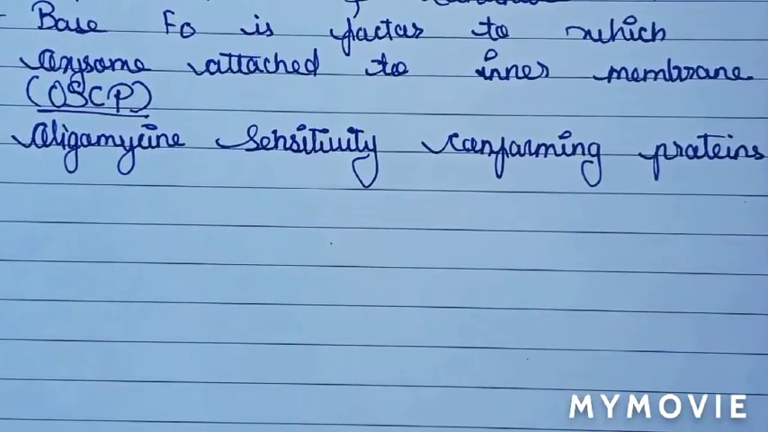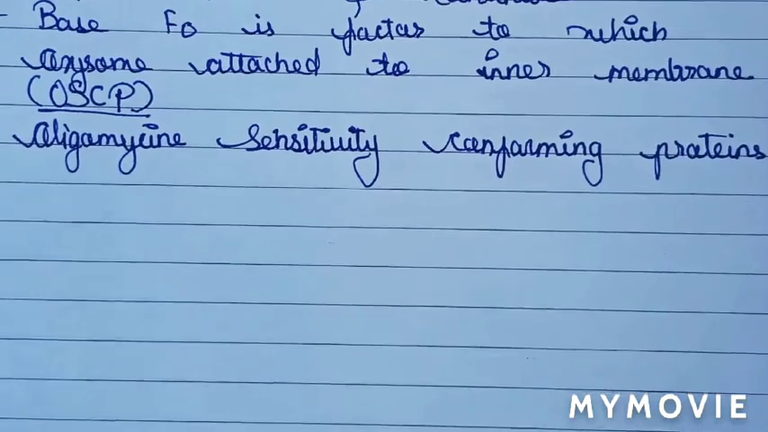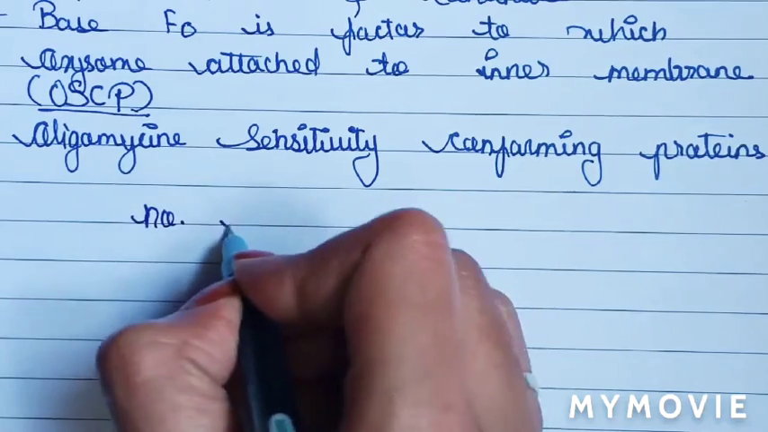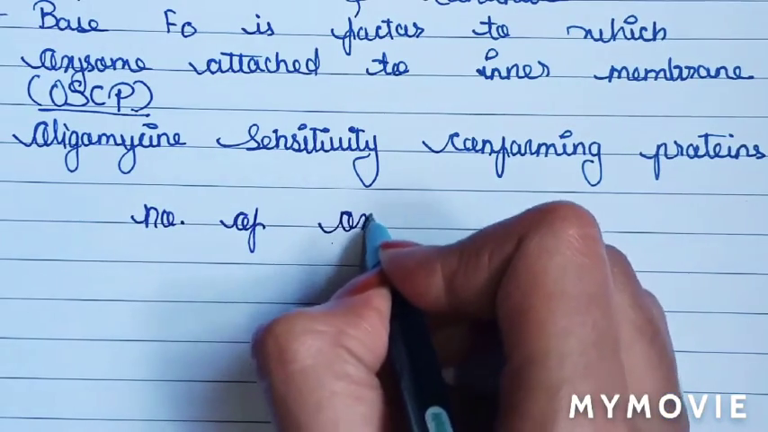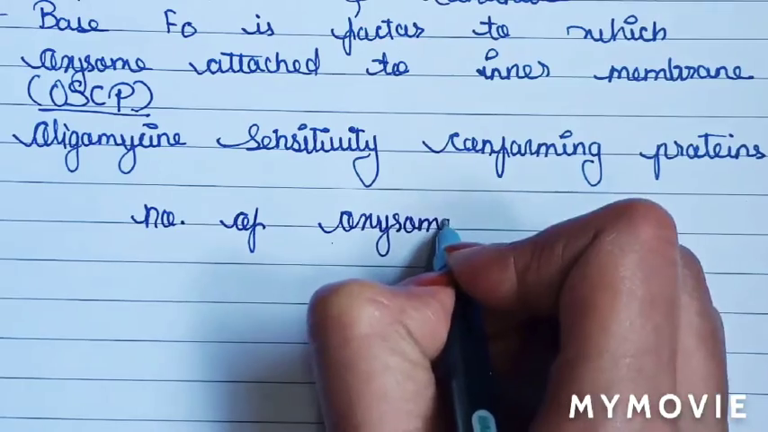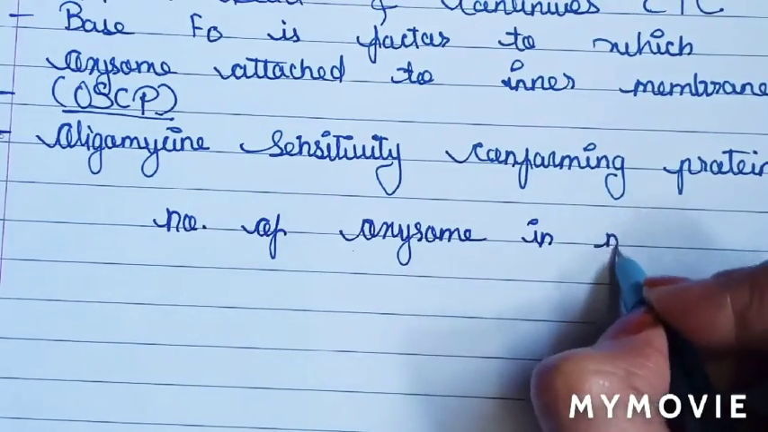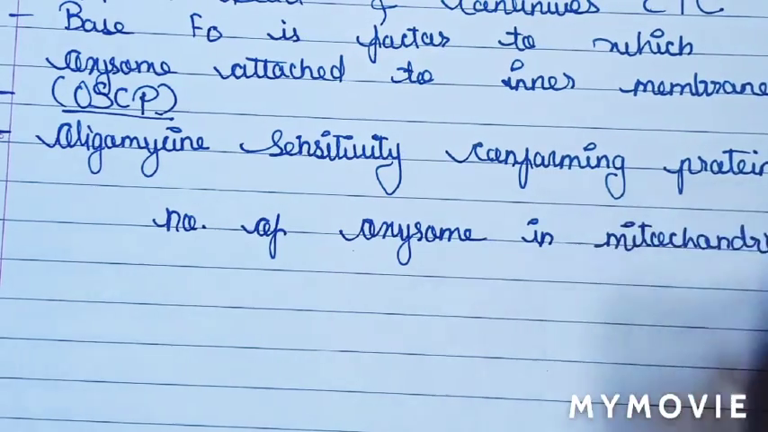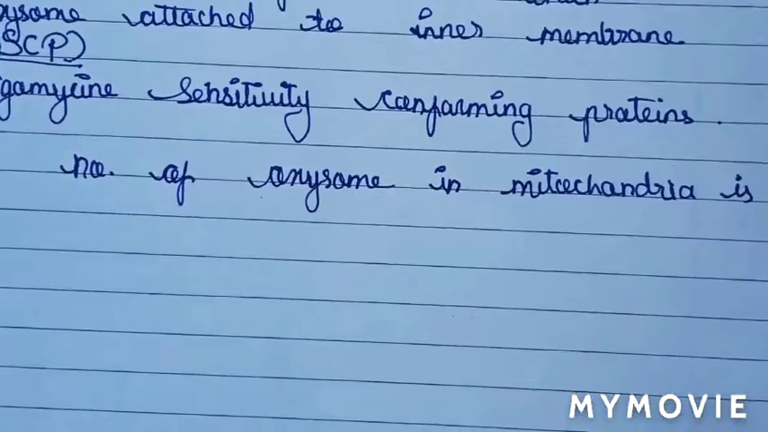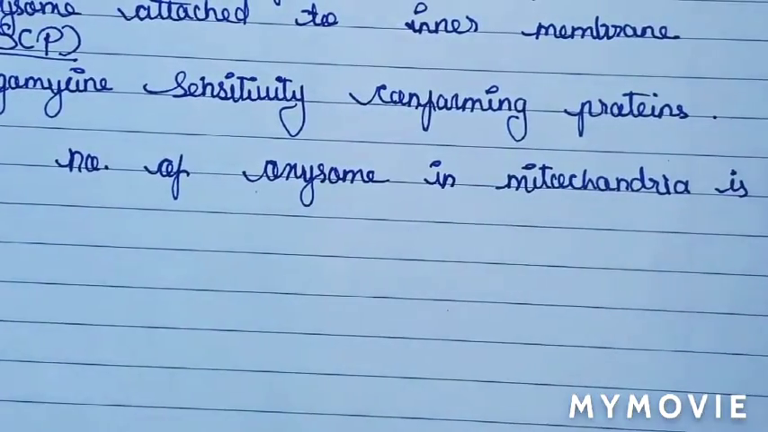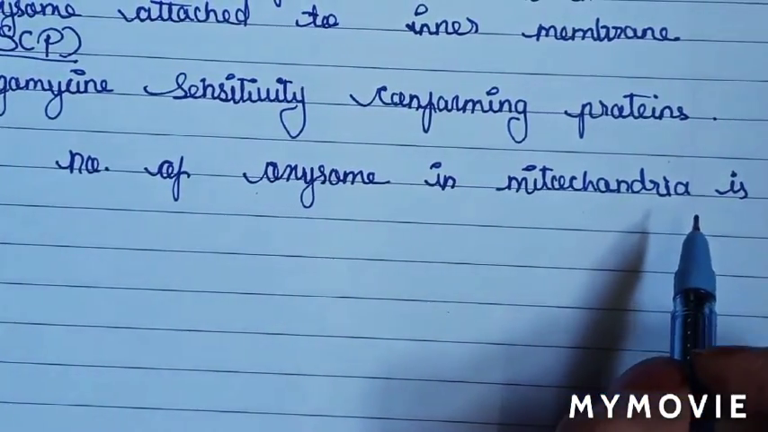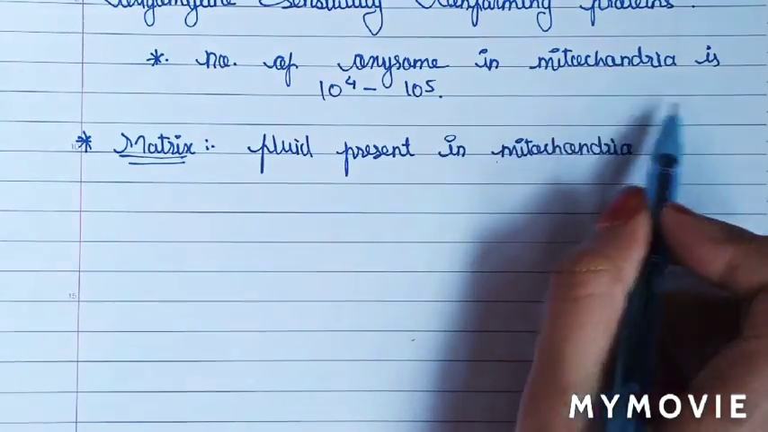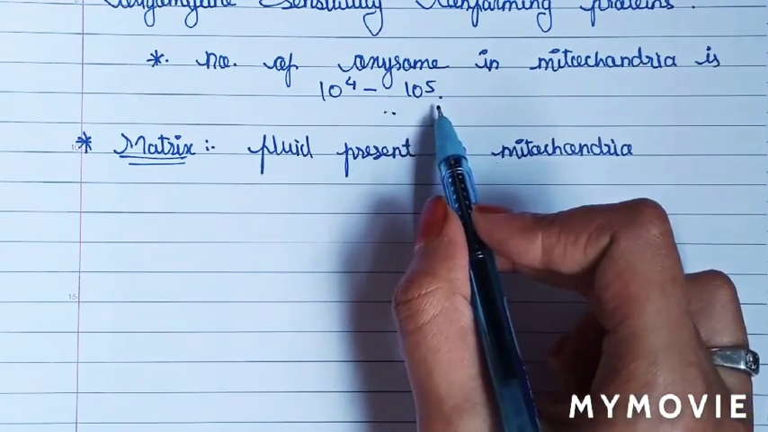Now we will see the number of oxysomes present in the mitochondria. The number of oxysomes in each mitochondria is 10 raised to 4 to 10 raised to 5.